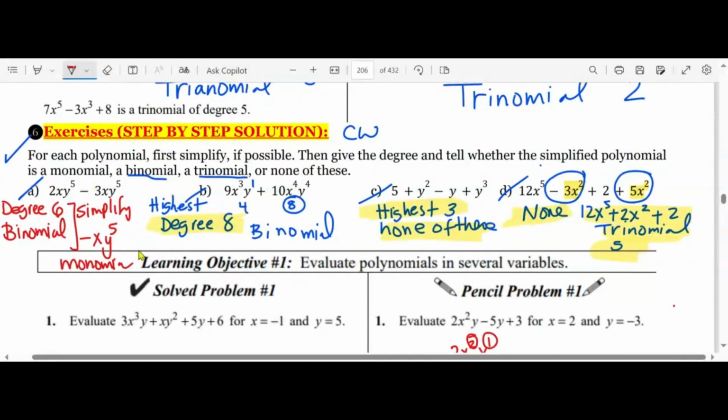So which one is the correct answer? Both of them are correct answers. But before, it's a binomial. After, it becomes what? Monomial. But the question asks to simplify the polynomial. Yes, for each polynomial first simplify. So if you simplify, the only correct answer will be this one. Yes, this one. Okay.